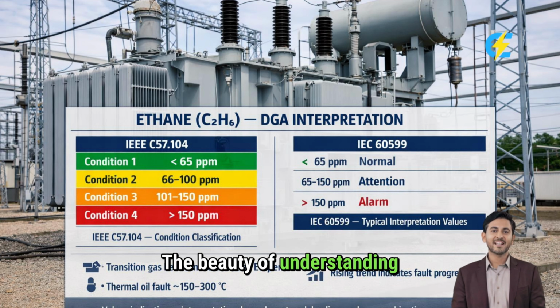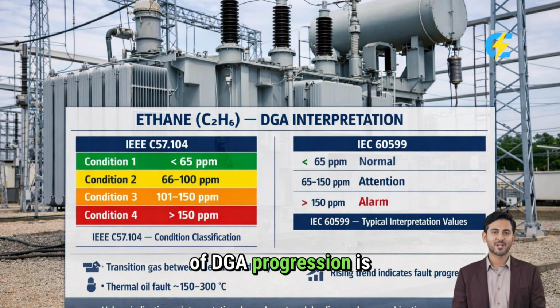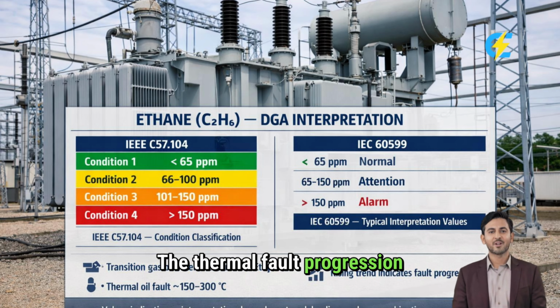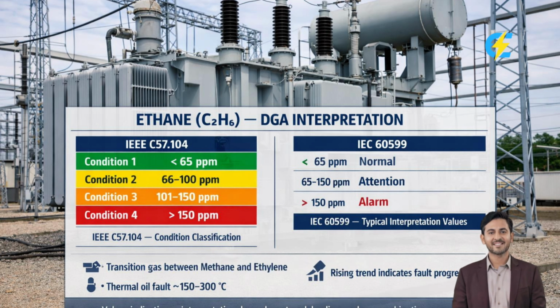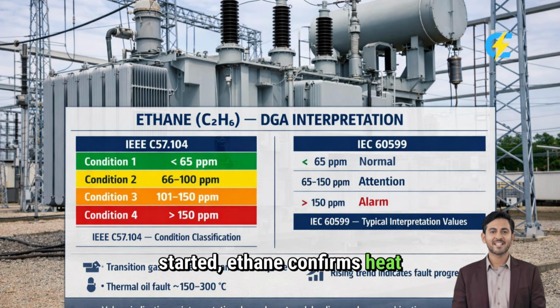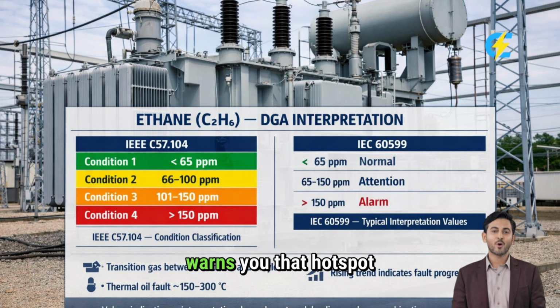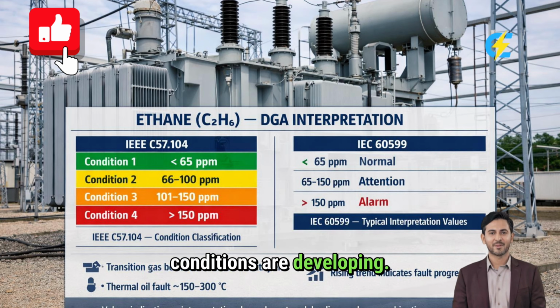The beauty of understanding ethane in the context of DGA progression is that it gives you a clear roadmap. The thermal fault progression typically follows this pattern. Hydrogen indicates electrical stress, methane shows heat has started, ethane confirms heat is sustained, and ethylene warns you that hotspot conditions are developing.